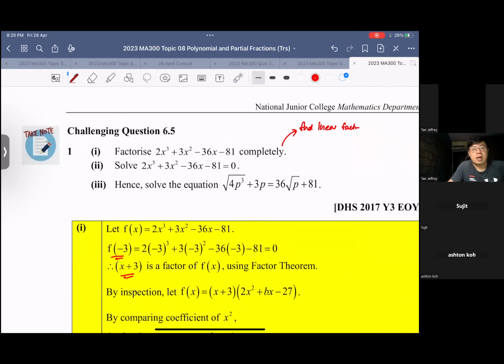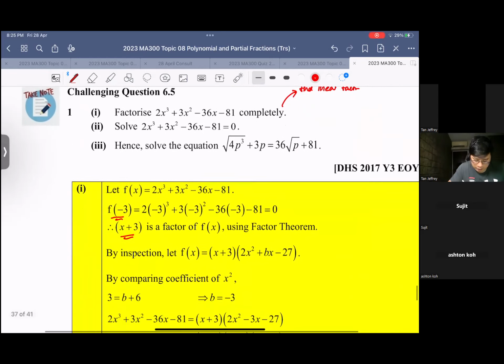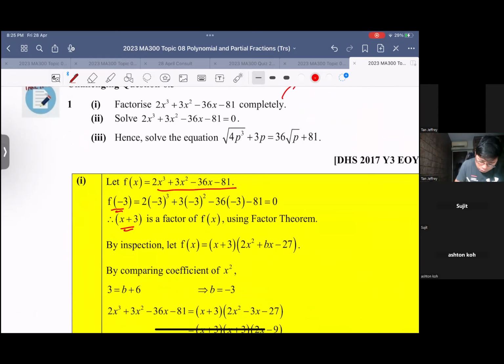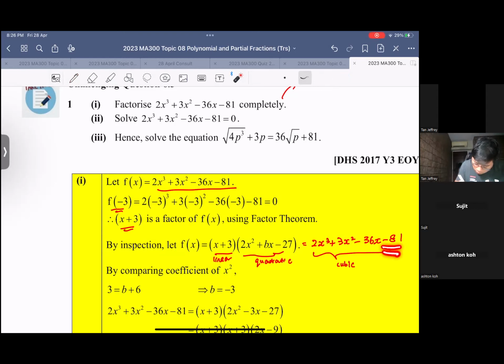Okay, so by default, we can find that x plus 3 is a linear factor. Then by factor theorem, we can see that our cubic is going to be equal to a linear factor multiplied by a quadratic factor. So this is our cubic, 3x squared minus 36x minus 81. This is cubic, this is linear, this is quadratic. For the quadratic, to get negative 81, it has to be negative 27 times positive 3 lah. That's why in the teacher's solution there is always a shortcut. So they just put 3 times minus 27.